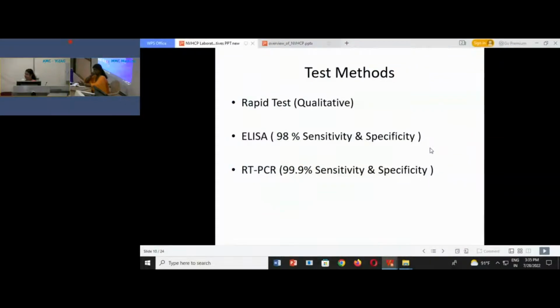The testing methods include the rapid test, which is qualitative. Then ELISA will give you 98% sensitivity and specificity. And RT-PCR will give you 99.9% sensitivity and specificity.